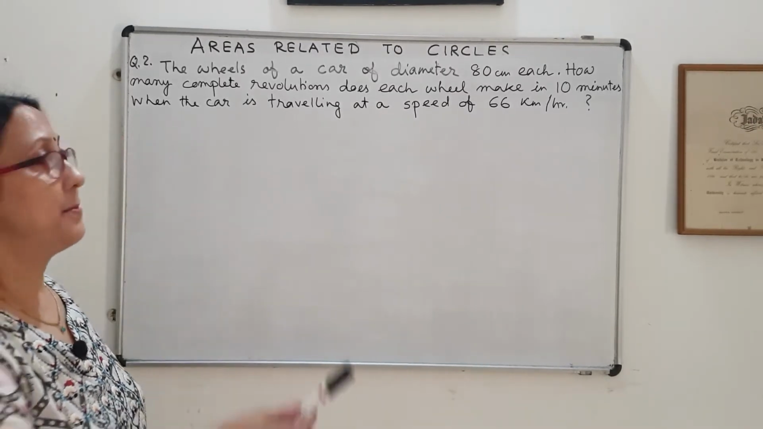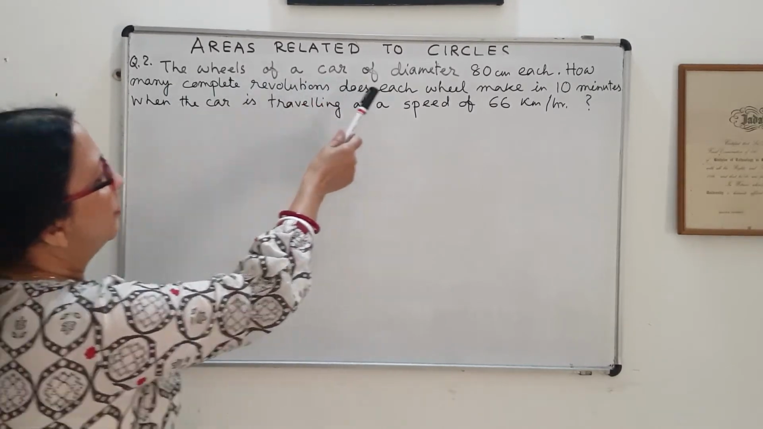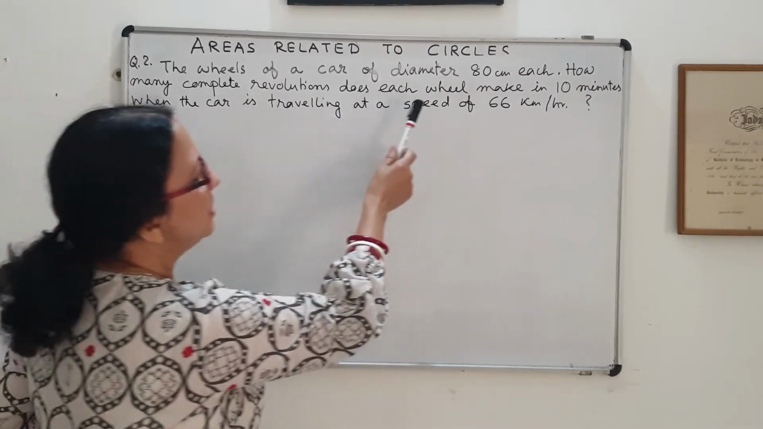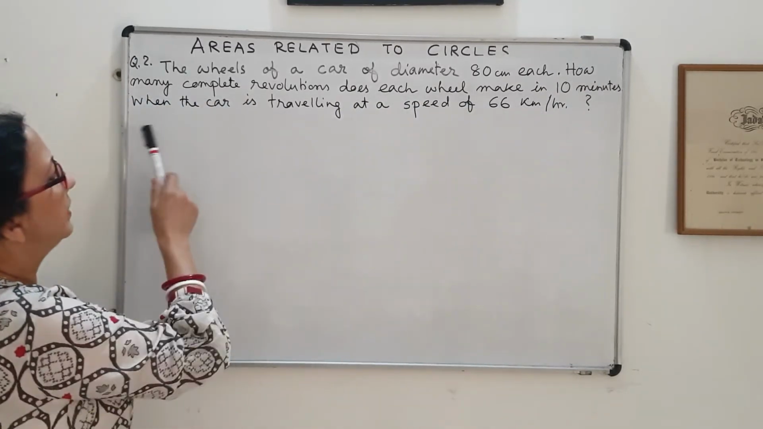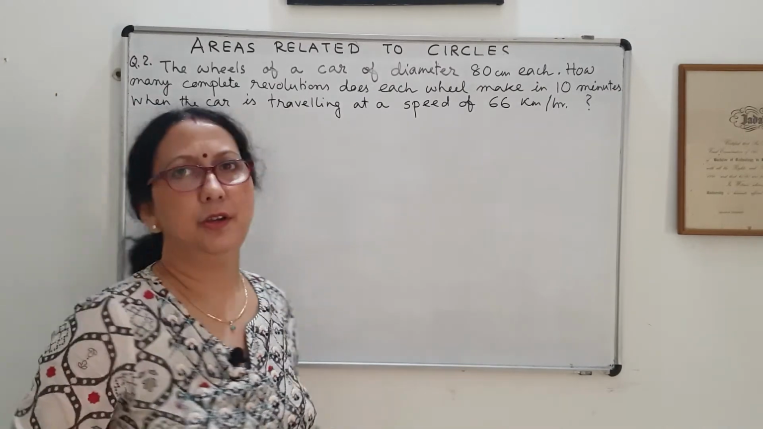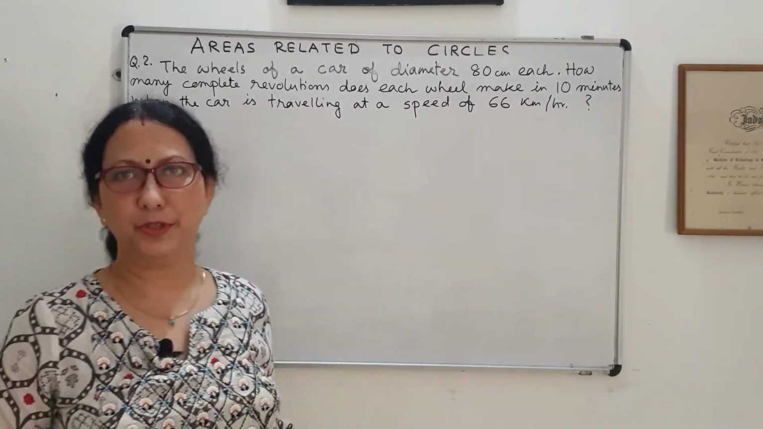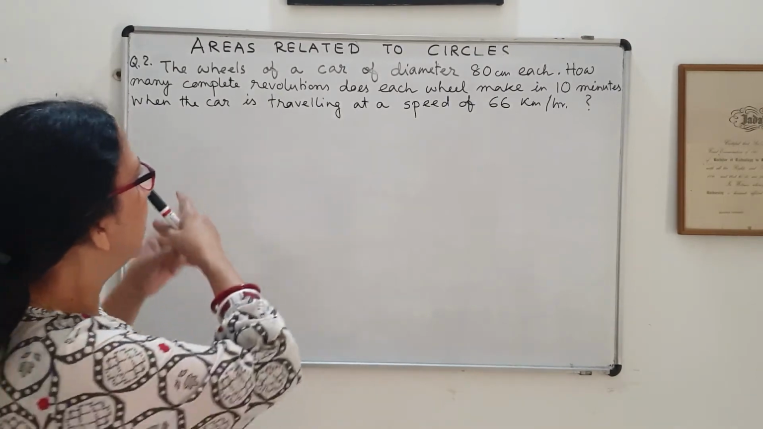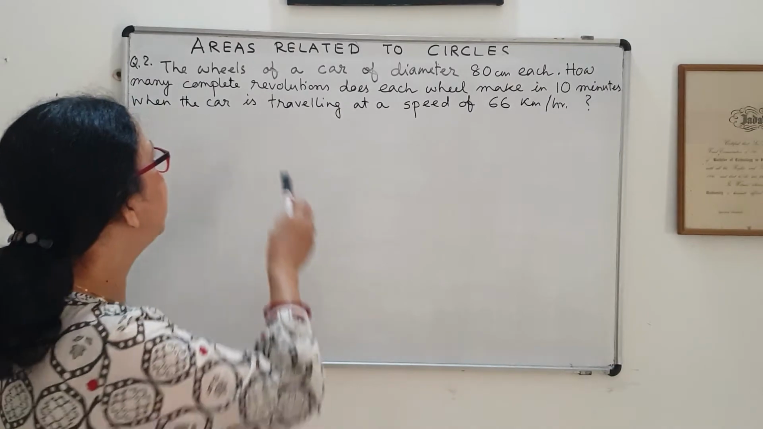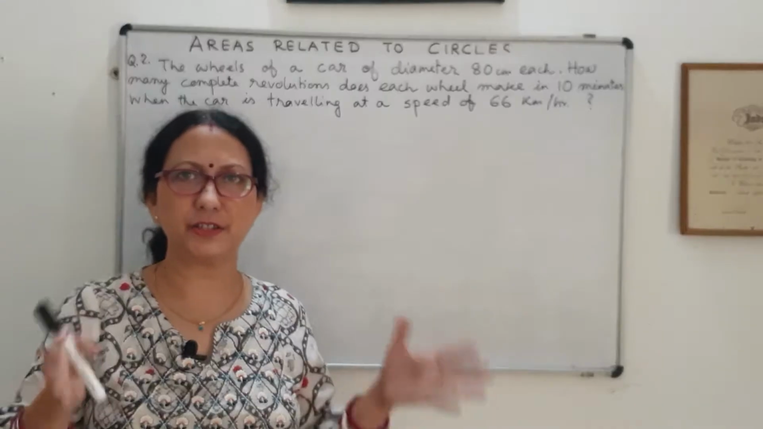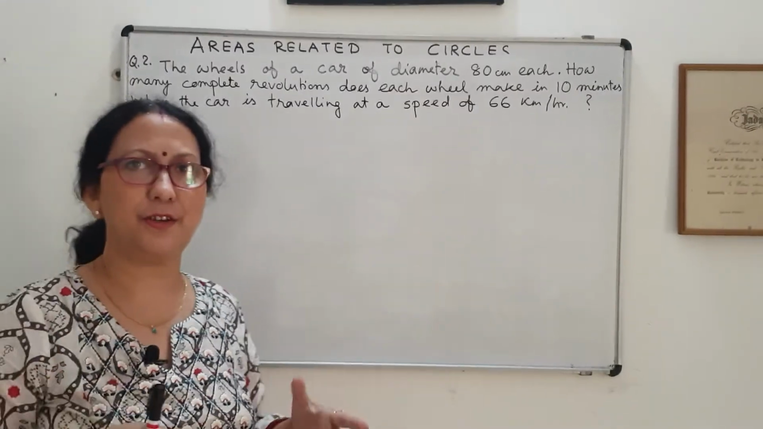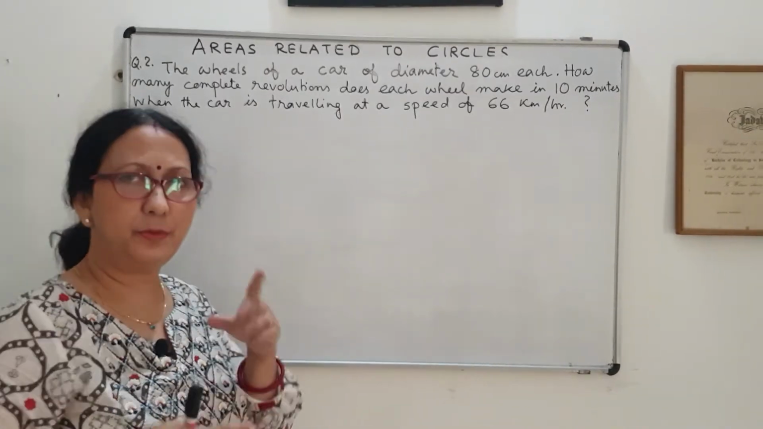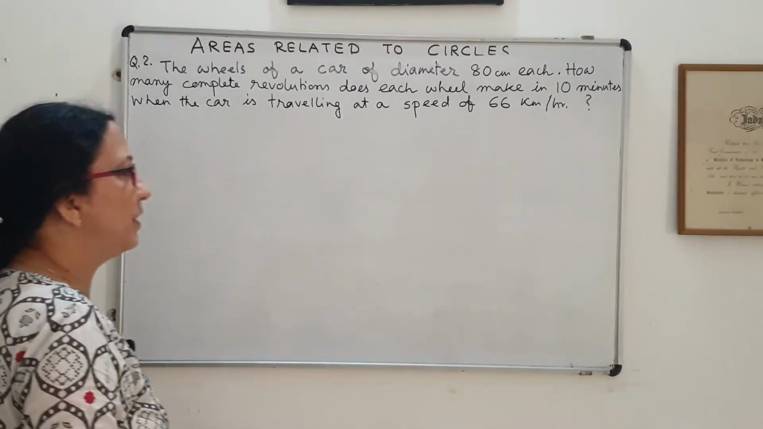The next question that I have taken: the wheels of a car of diameter 80 centimeter each. How many complete revolutions does each wheel make in 10 minutes when the car is travelling at this speed? First of all you have to find out what distance the car has moved in 10 minutes. That distance divided by the distance covered by the wheel in one complete revolution will be the required number of revolutions.